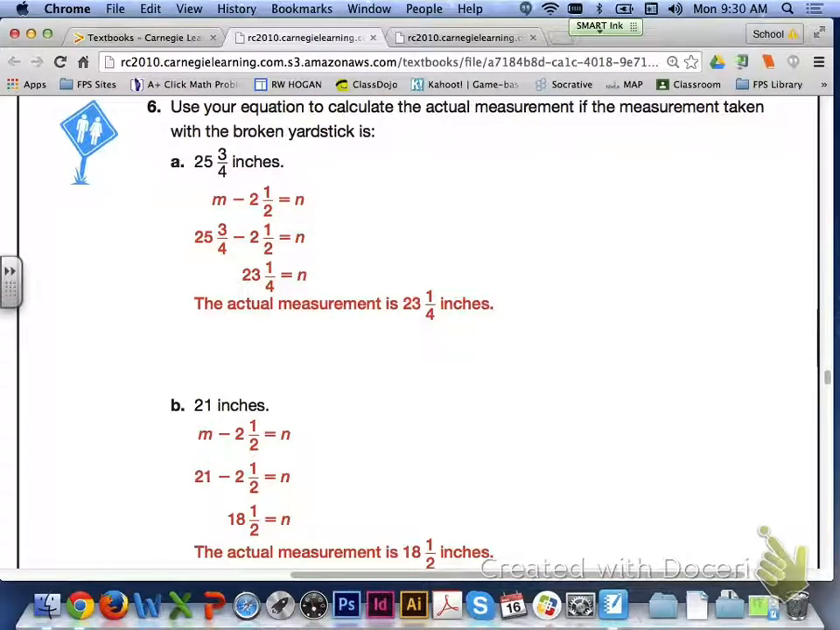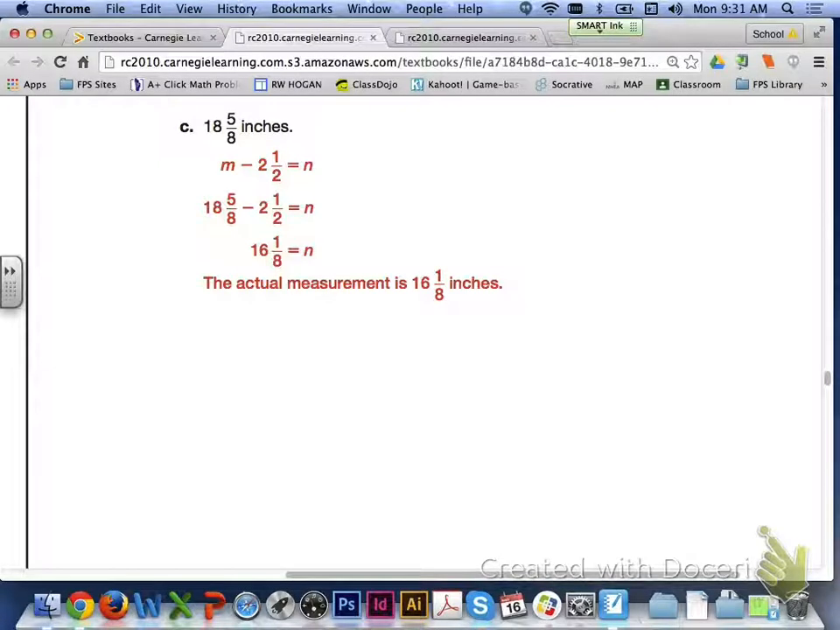For letters A through C, we are taking each of the values and substituting it in for the variable M, since it is the measure of the broken yardstick. When you do that, you will find the actual measurement then for each. For letter A, you're going to have 23 1/4 inches. For letter B, the actual measurement is going to be 18.5 inches. And for letter C, the actual measurement is going to be 16 1/8 inches.